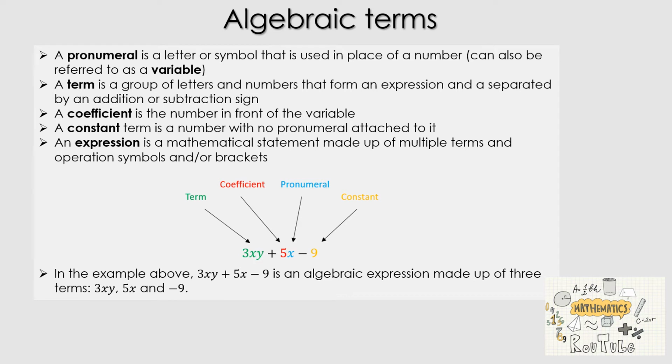All right, let's have a look at some key algebraic terms. Now, as I said at the start of the video, students will be introduced to some of these concepts in Year 7 and then continue to develop into Year 8 and Year 9. But by Year 9, students should be fairly well across all of these algebraic terms. So the first one is a pronumeral. A pronumeral is a letter or symbol that is used in place of a number. Okay, and it's also referred to as a variable.